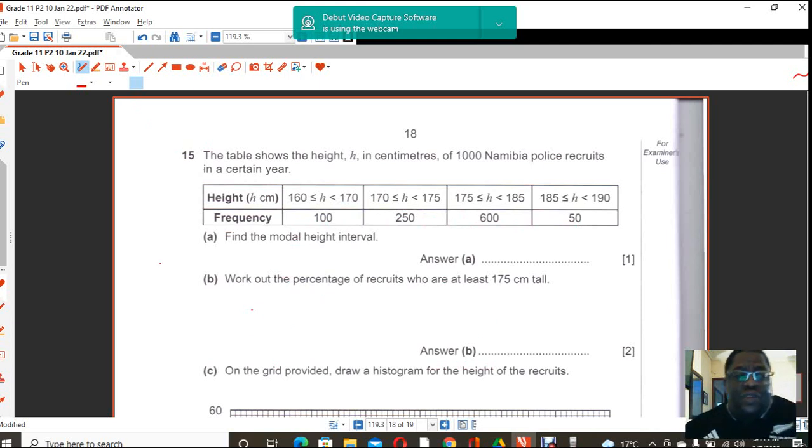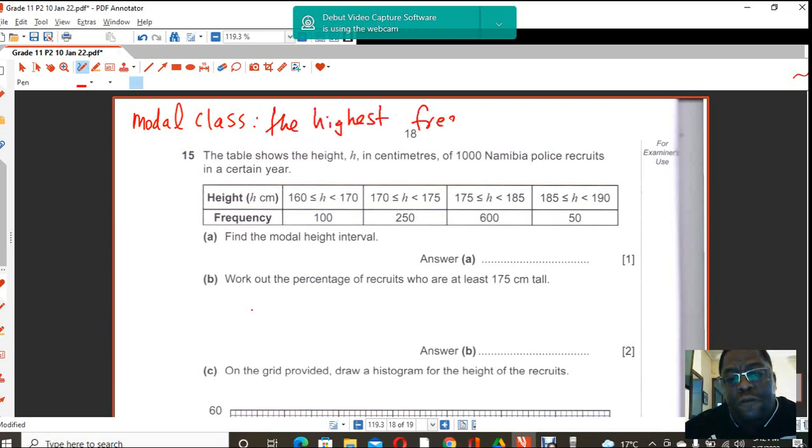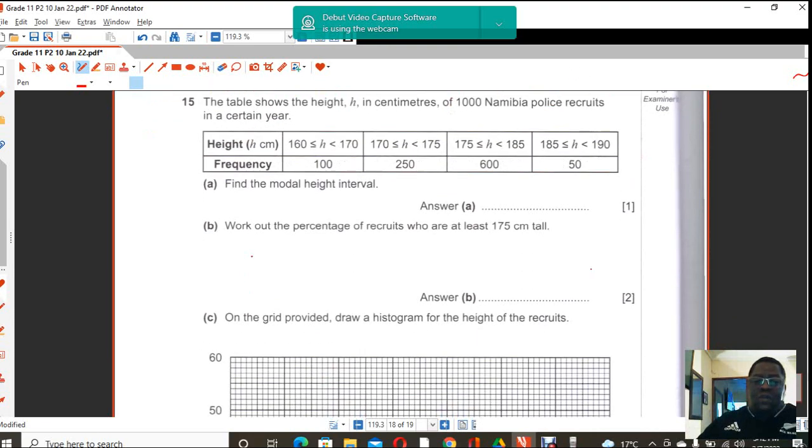Something that you need to understand when you're working with continuous data. Continuous data is used when you work with things like height, weight, how much time, this type of stuff. So when we are looking for a modal class, a modal class is the one with the highest frequency density. Right, so how do you calculate frequency density?